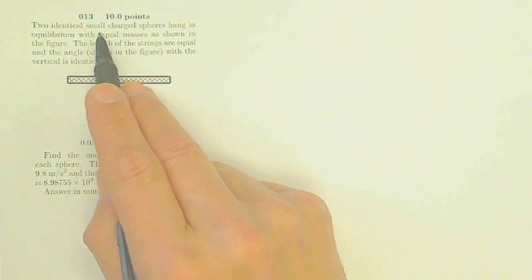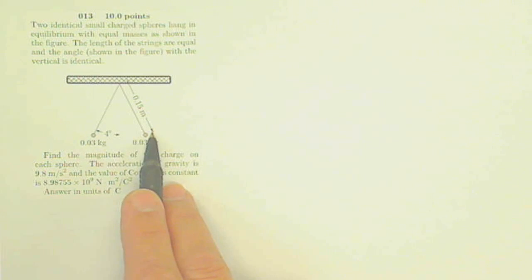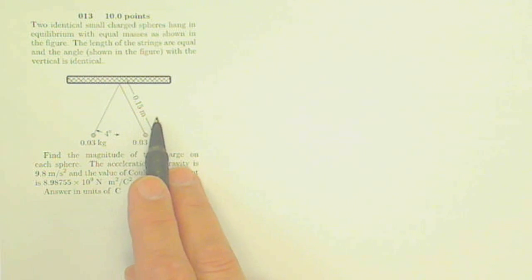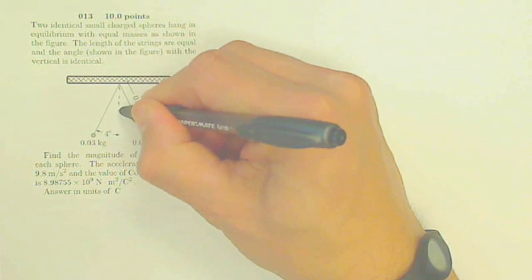This is AP Physics, homework number 9.1, question 13. Two identical small charged spheres hang in equilibrium with equal masses as shown in the figure. The lengths of the strings are equal and the angle shown in the figure with the vertical is identical. So they're both 4 degrees off, or minus 4 degrees off, of the vertical. Find the magnitude of the charge on each sphere.